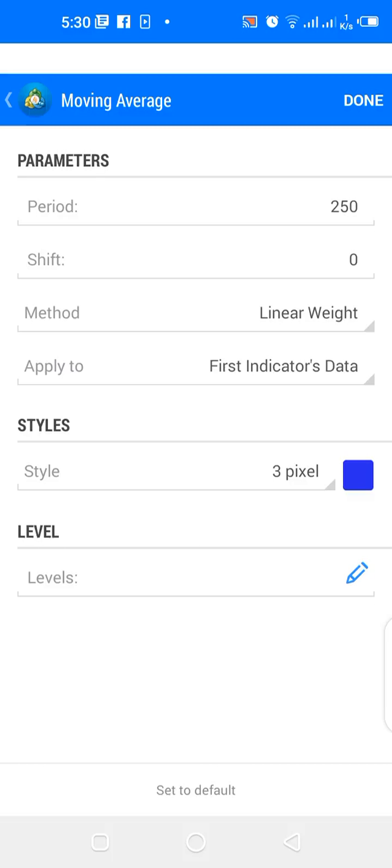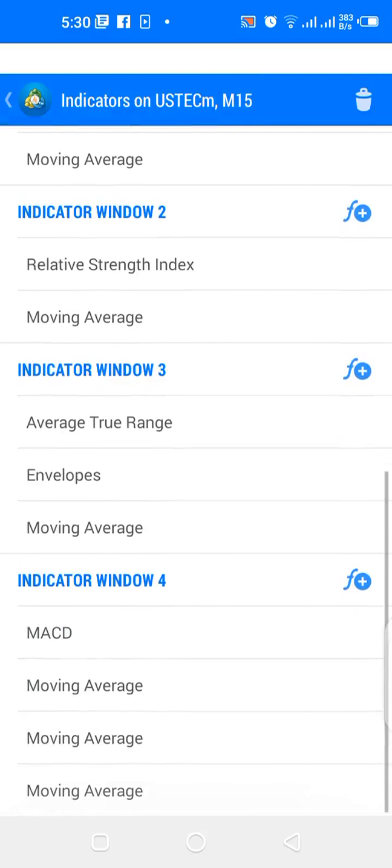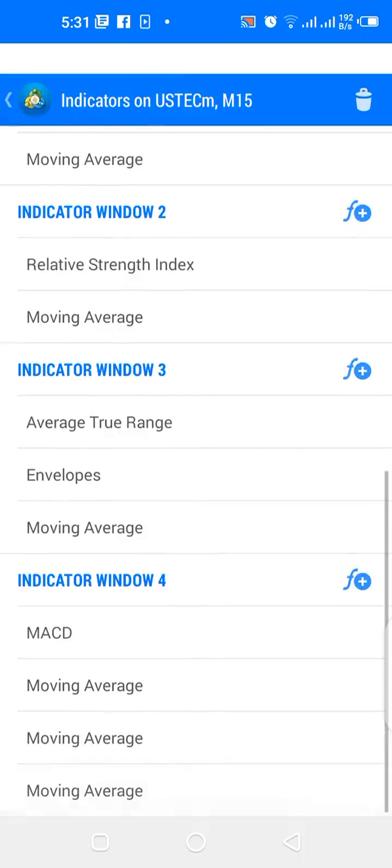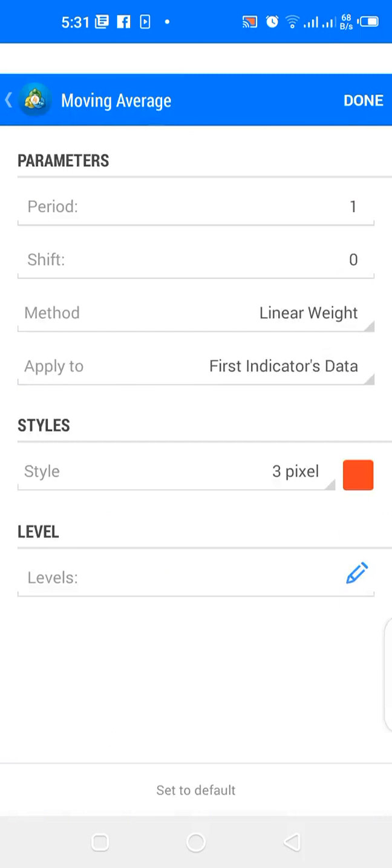Now the first moving average is 250 period. The method is linear weights. Apply to first indicator's data, and the color is blue. Second moving average is 200 period. Method is linear weights. Apply to first indicator's data, and the color is black. The third is 1 period linear weights. Apply to first indicator's data, and the color is red.